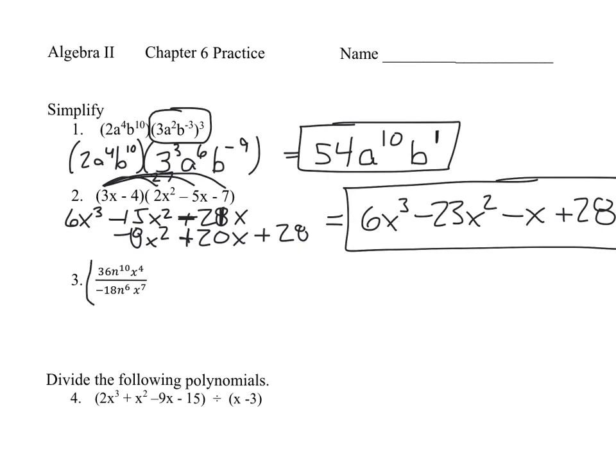Number 3 is division. We're going to divide those two, which is a negative 2. We're going to keep the base, subtract the powers, keep the base, subtract the powers. Since I have a negative exponent there on x cubed, I'm going to move that to the bottom, make the exponent positive.